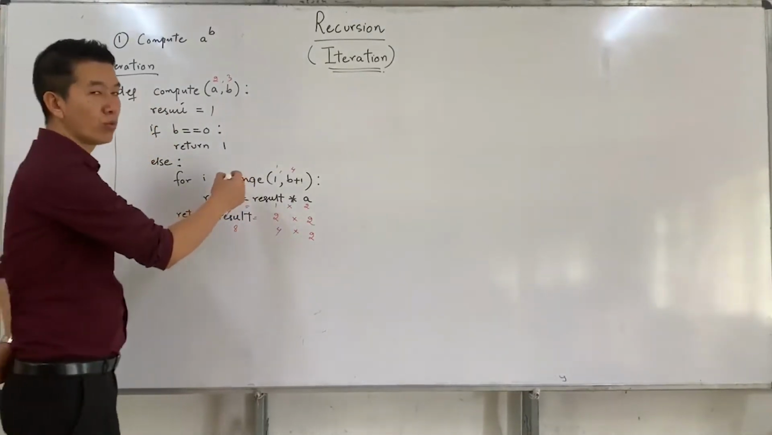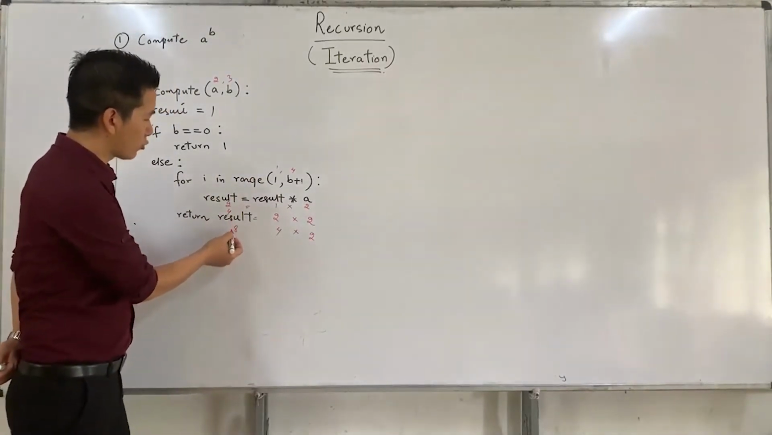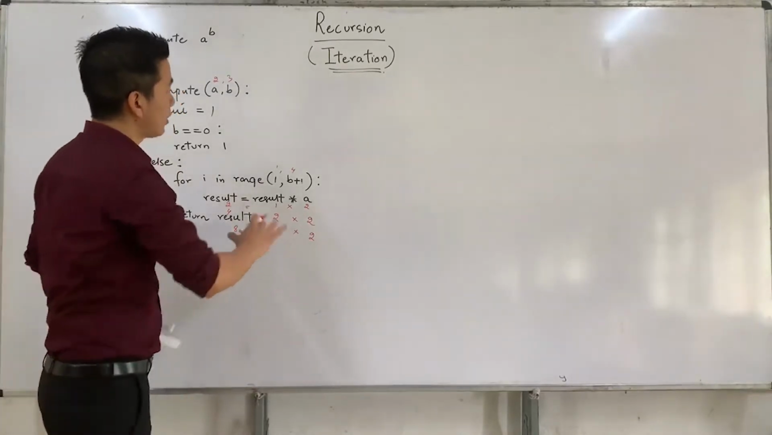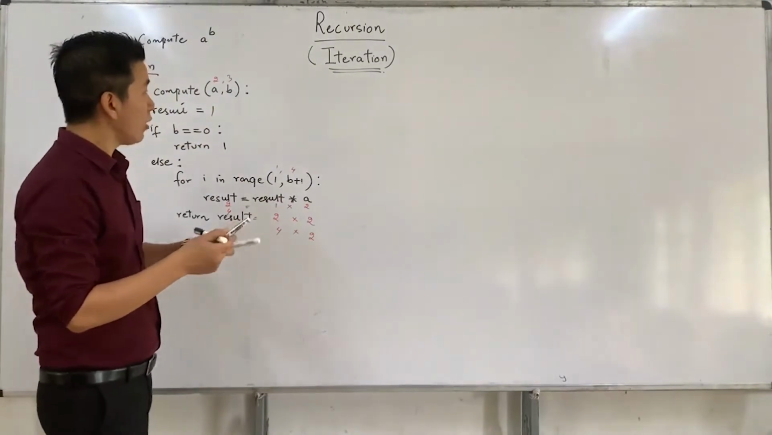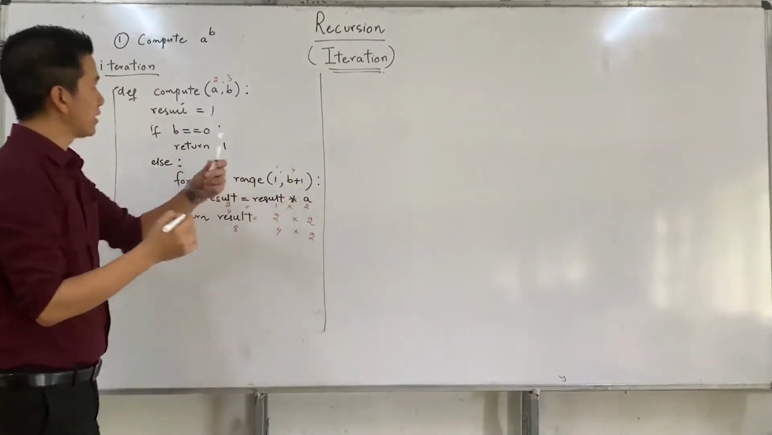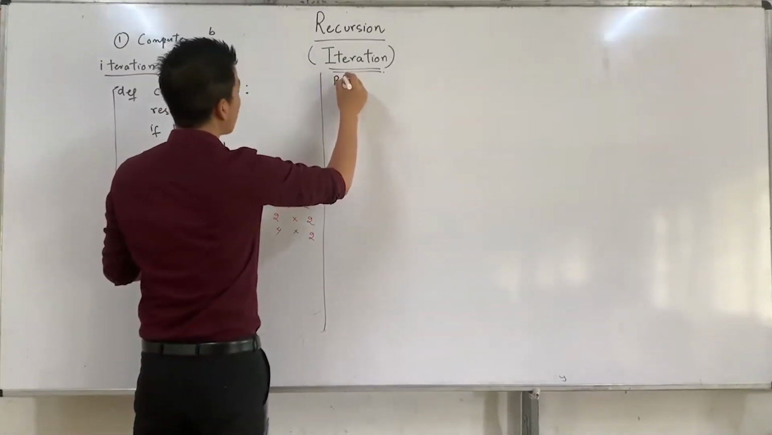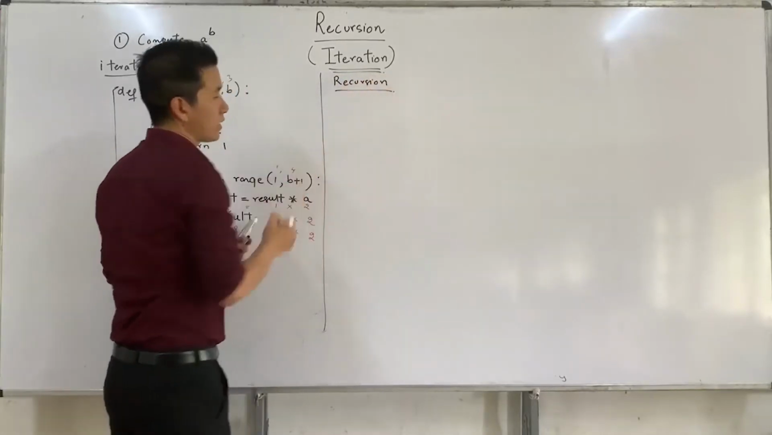So when all the loops are executed, finally the value of result, which is 8, will be returned to the main part of the program. So this is something which we have learned already. So now let us move on to the recursion method in order to calculate the value of a raised to b. So I'll just write here, recursion method.